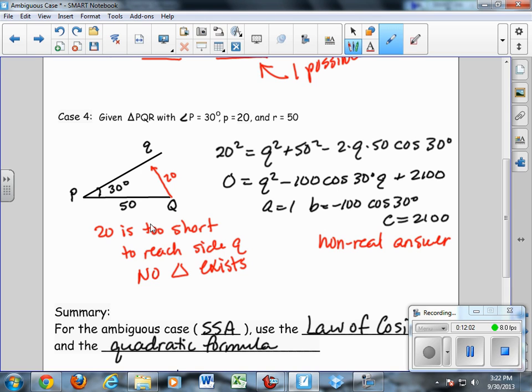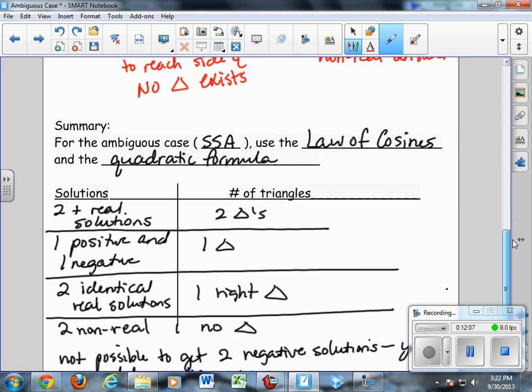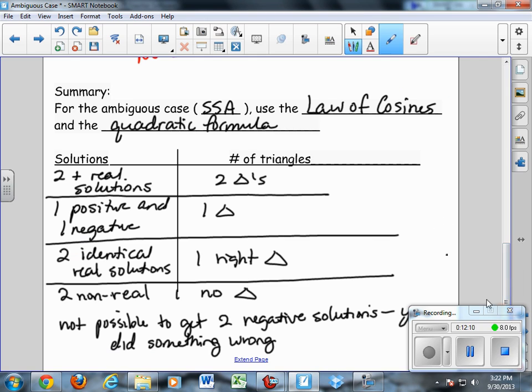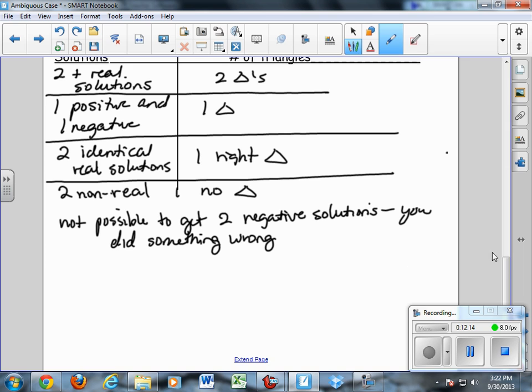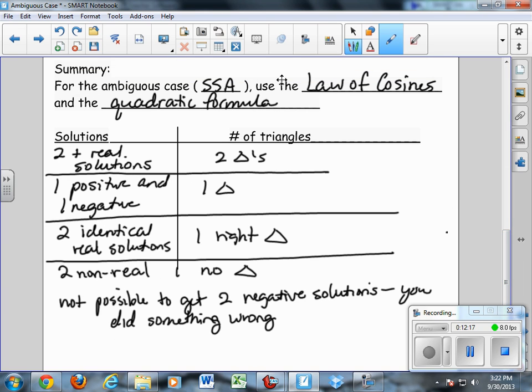So in general, here's a summary of what we've done. For the ambiguous case, the side-side-angle case, you would use the law of cosines and the quadratic formula. If you get two positive real solutions, it means you have two triangles that meet the criteria. If you have one positive and one negative, then use the positive solution, you have one triangle. If you have two identical real solutions, you get one right triangle. If you have two non-real solutions, you get no triangle. It's not possible to get two negative solutions. If that happens, it means you did something wrong.